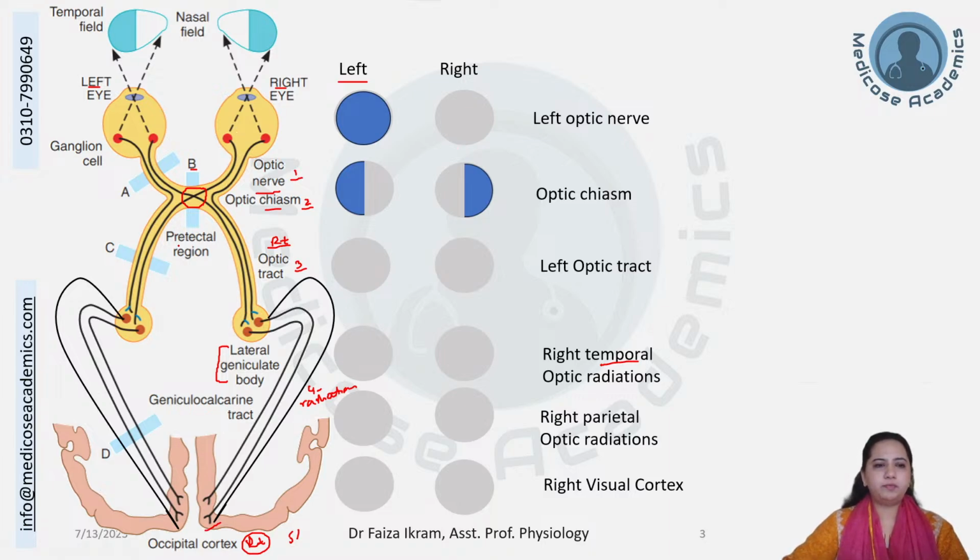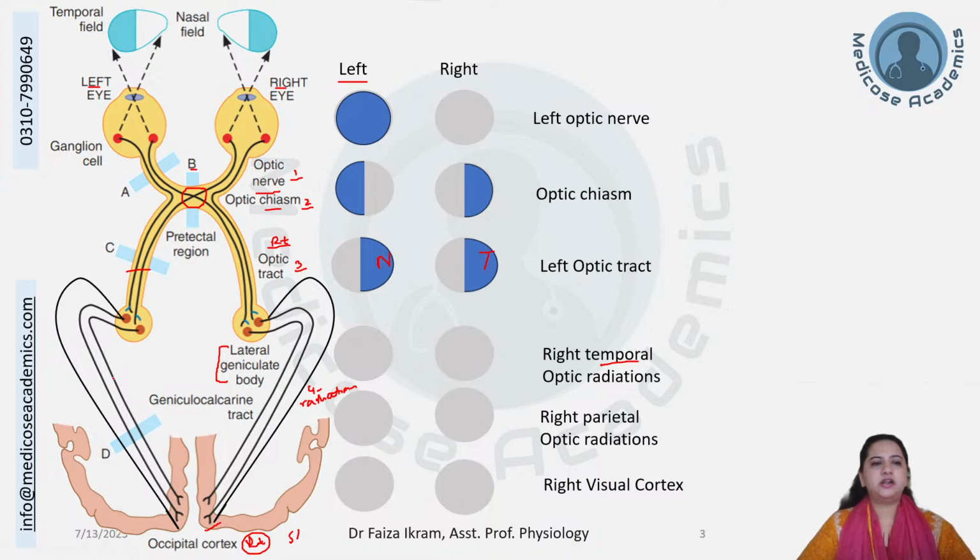At the level of optic tract, the left optic tract has temporal fibers of the left retina, meaning the nasal field of vision of the left eye. Secondly, it has nasal fibers of the right retina, meaning the temporal field of vision of the right eye. So they will represent this. The left optic tract is representing the right field of vision of both eyes.